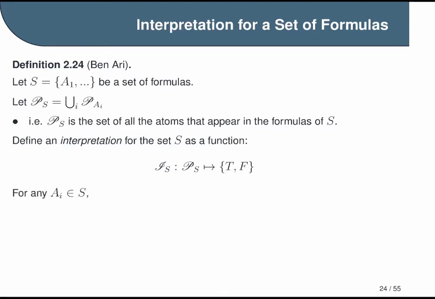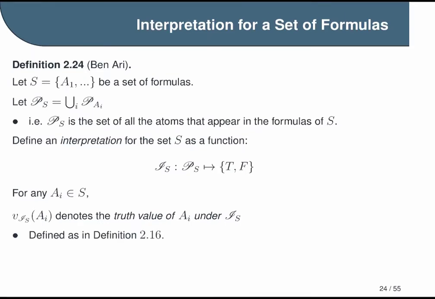We can then evaluate the truth value of any formula in our set, just as before, using our inductively defined v for this particular interpretation on this particular formula. And again, this gives us a truth value of our formula A sub i under the interpretation fancy I sub s. There's nothing new about the way we evaluate the statements. It's again just as it was in our previous example.